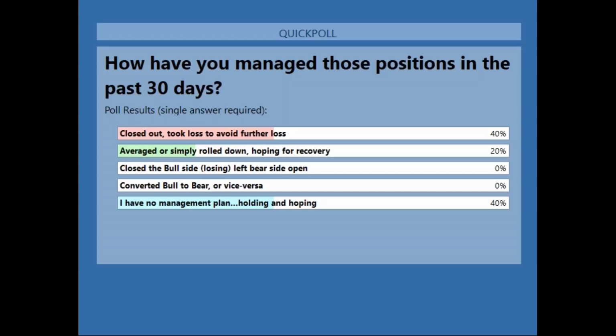No one closed the bull side and left the bear side open. If you're in an iron condor or butterfly, no one converted from a bull to bear, or vice versa. When a bull put starts to go against me, there's two ways we teach that you could take the bull put spread into a bear spread to still profit, hopefully, on the position. But 40% of you have no management plan right now. You're still holding on and hoping for a recovery, or maybe you nibbled down at the bottom there as well.